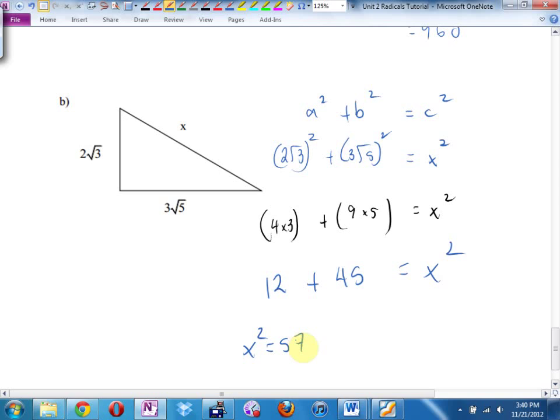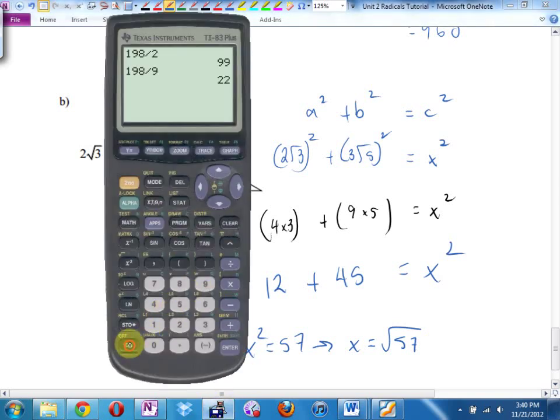How do I get rid of a squared? So x is going to be the square root of 57. 57 is not prime, by the way, whoever said it's prime. I know 3 goes into it because 5 plus 7 is 12. It's 3 times 19. Is there a perfect square hidden anywhere inside a 3 or a 19? Okay, then you know what? That's in simplest radical form already. We are done like dinner.